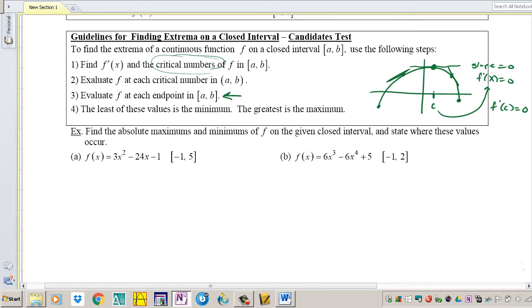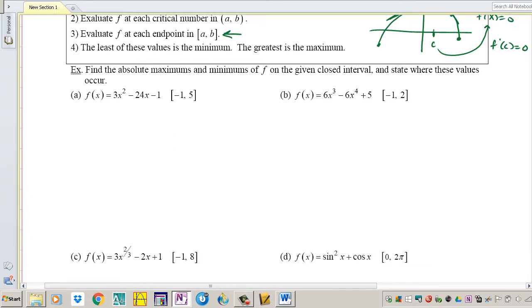So let's go ahead and do our first example. Find the absolute maximum and minimum of f on the given closed interval, and state where these values occur. So example letter A. We want to find the absolute maximum and absolute minimum. Okay, so we're going to test the endpoints, but not now. Let's test them last. We first need to find our critical numbers, which means we have to find where the derivative is 0 or undefined. So first, that means find the derivative.